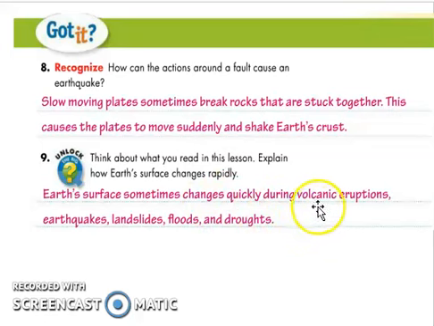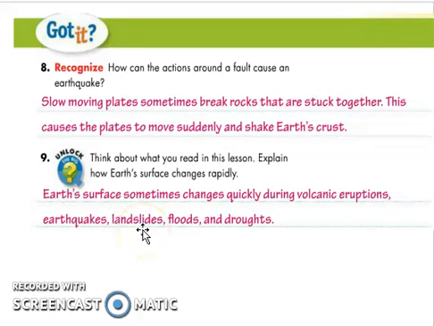But the things mentioned here, the volcanic eruptions, the earthquake, the landslide, the floods, and the drought, could change the Earth's surface quickly or rapidly. Imagine if there's a volcanic eruption. It could burn the city. It could burn the roads quickly, like the video that I have shown you. The earthquake could only last for a minute or even a second, but it could break the roads. It could break the land. So that is very quick.